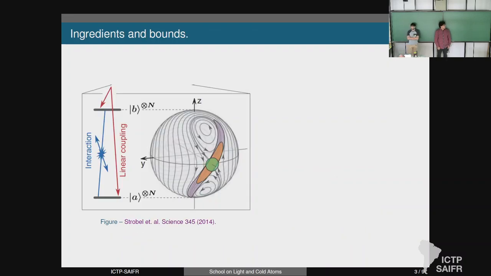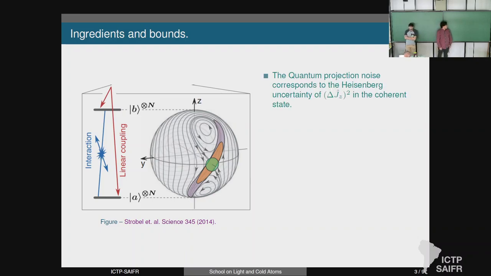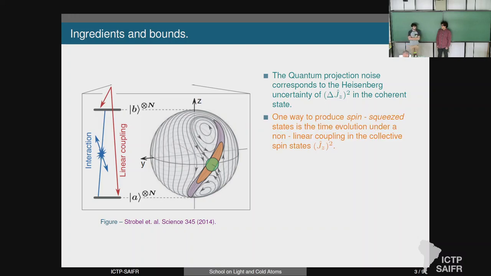So here is a representation of the Bloch sphere for this concept. We see that in the coherent state, the projection noise is equivalent to the shot noise. So basically, these states are the limit of what we can measure in an atom interferometer. But to produce squeezed states, we need a nonlinear interaction.